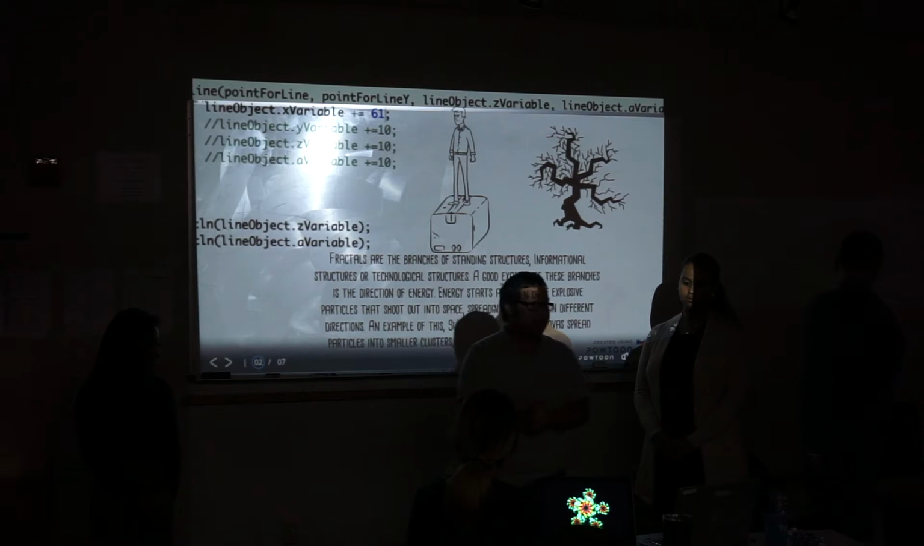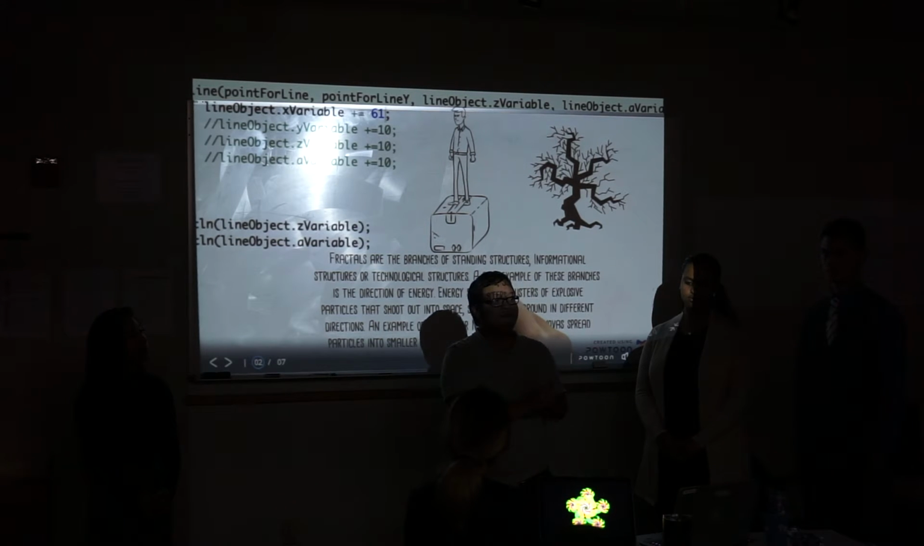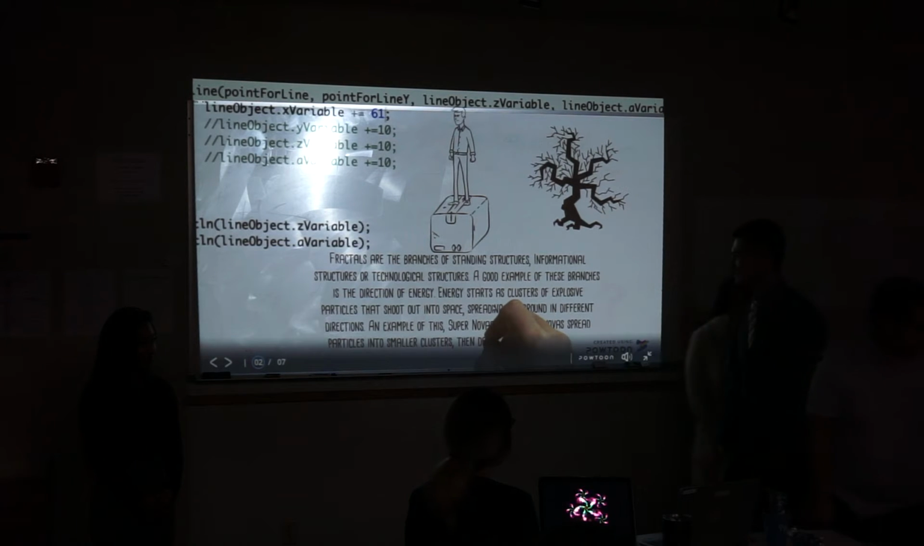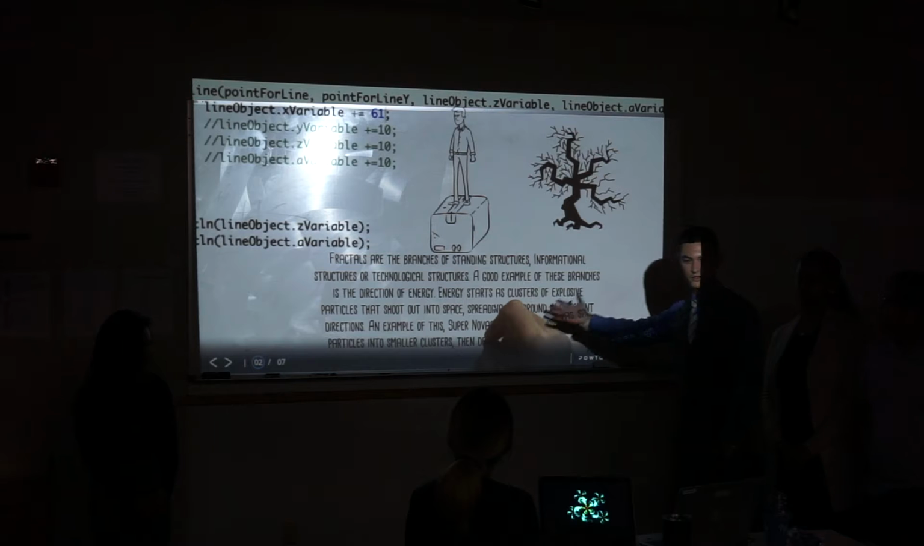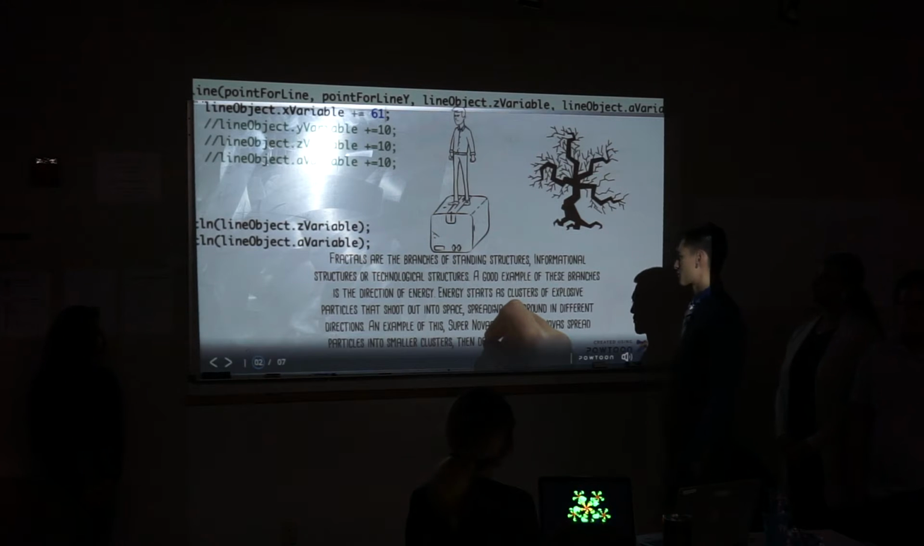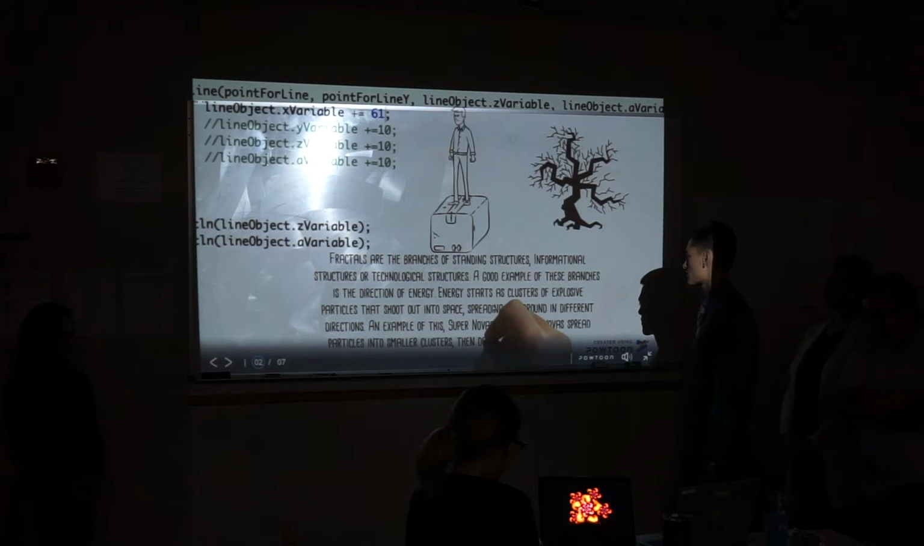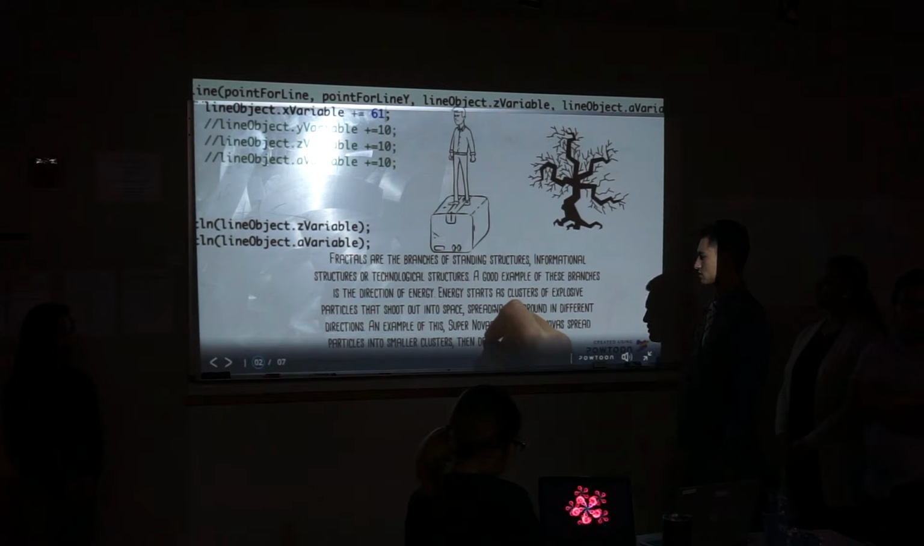We're going to start with how fractals look in the universe with Chris Diaz. How's it going? Here, I have a paragraph for you I'm going to read. It says, fractals are the branches of stating structures, informational structures, or technological structures. A good example of these branches is the direction of energy. Energy starts as clusters of explosive particles that shoot out into space, spreading around into different directions. An example of this is a supernova. It spreads particles into smaller clusters.